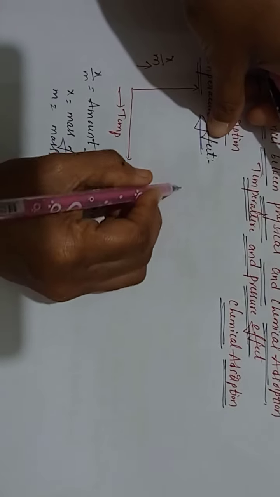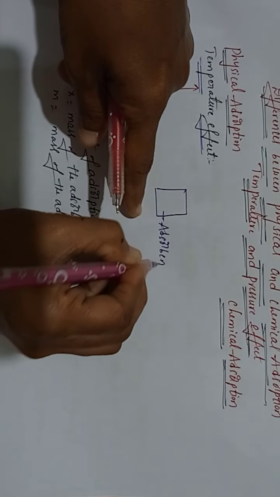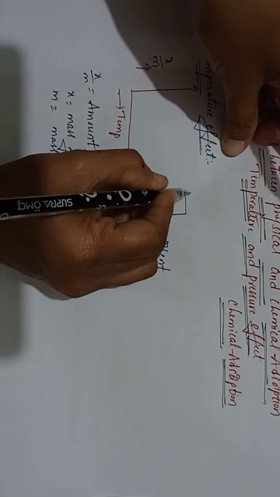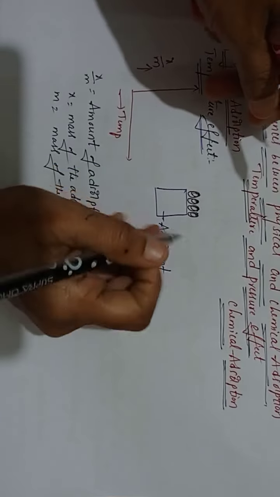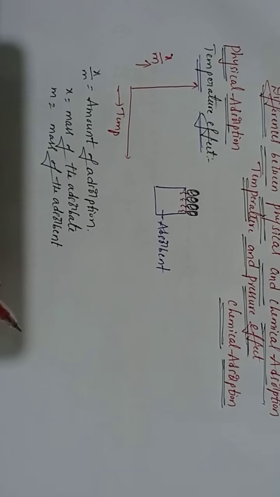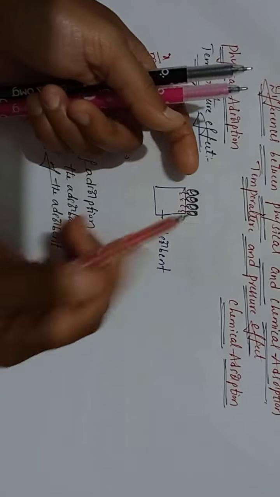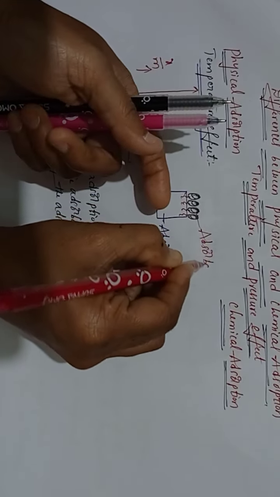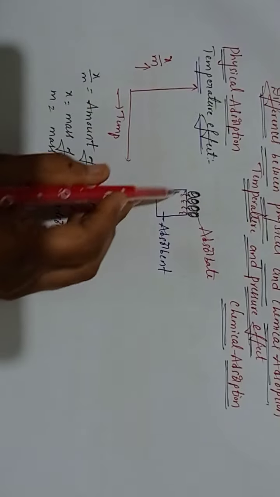In the case of physical adsorption, for example, this is the surface. I'm taking this as the adsorbent. Now I'm taking the adsorbate molecules here. These molecules are adsorbed on the surface of the adsorbent. Between them, weak van der Waals forces are there. So this is the adsorbent, this is the adsorbate, and between the adsorbate and adsorbent there are weak van der Waals forces, students.